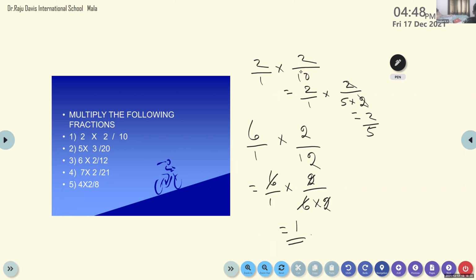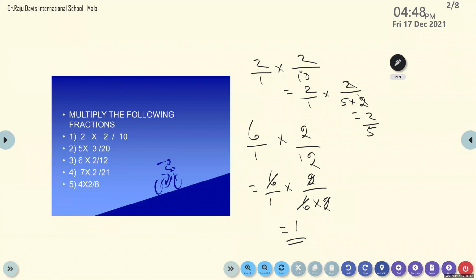Ma'am, cancelled all 3 2s. Yes, Siddhi. Third question, all of you completed? 5 by 1 is the first. Ma'am, what is the answer of the first and second question? What is the first question answer? Second question, ma'am, the answer is 5 into 3 divided by.